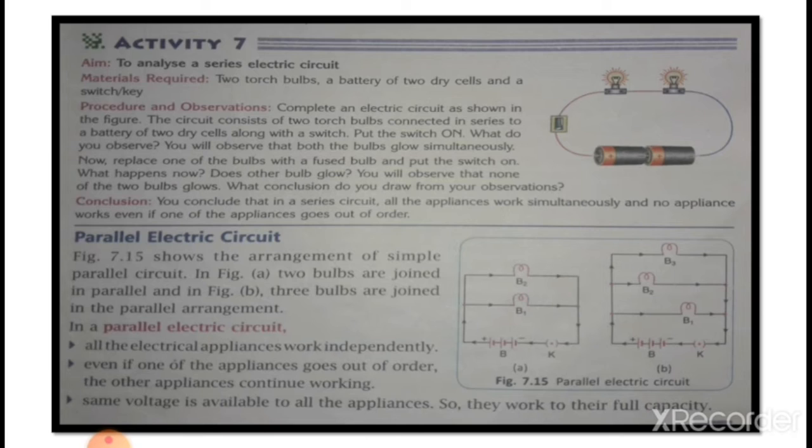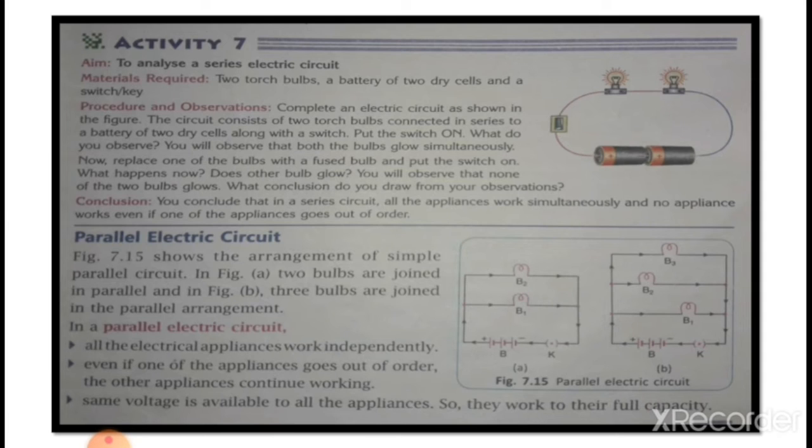Activity 7, to analyze a series electric circuit. For that we are taking two torch bulbs, a battery of two dry cells and a switch or a key. Complete the electric circuit as shown in the figure. The circuit consists of two torch bulbs connected in series to a battery of two dry cells along with a switch. Put the switch on. What do you observe? You will observe both bulb 1 and bulb 2 glow simultaneously.